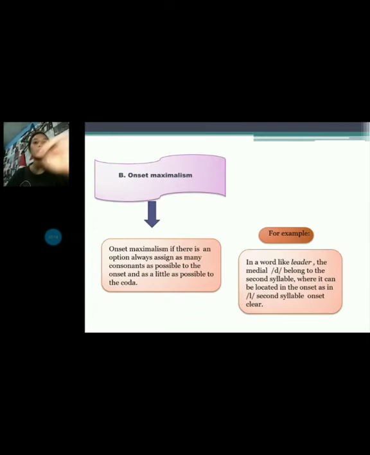And the last one is onset maximalism. Onset maximalism is the option to always assign as many consonants as possible to the onset and as few as possible to the coda. For example, in a word like leader, the medial d belongs to the second syllable, where it can be located in the onset, as in the second syllable onset d.